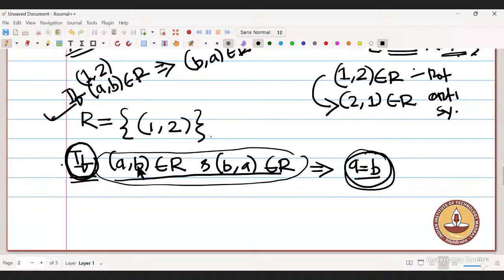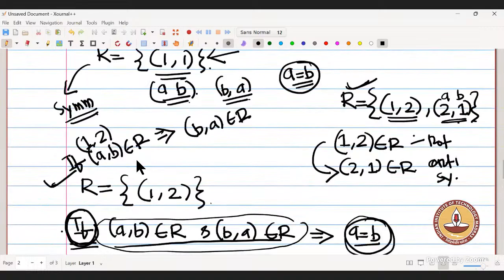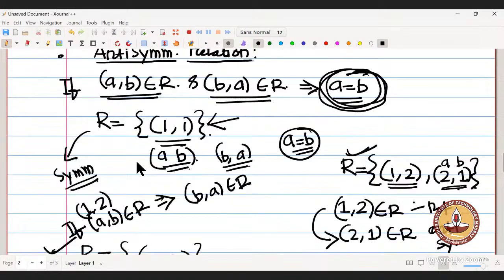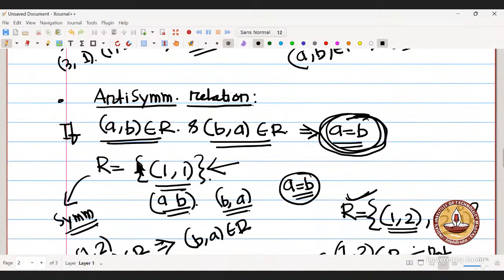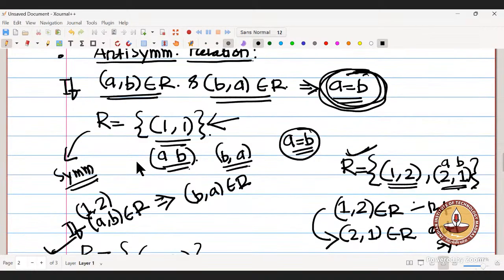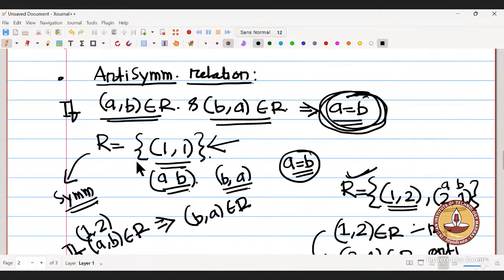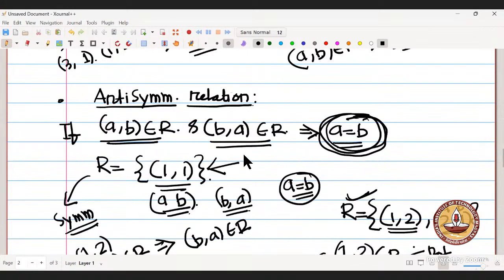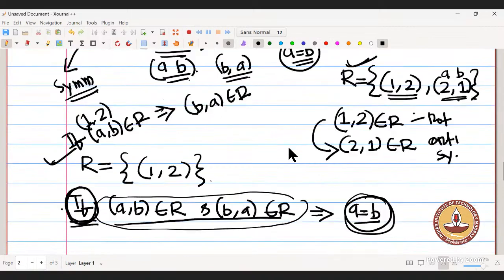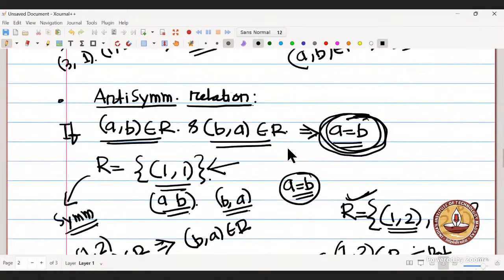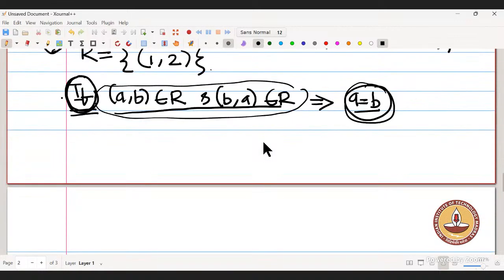Anti-symmetric relation, okay. Sir, my question is, when A is equal to B, then it must be symmetric only. How can it be considered as anti-symmetric? In the given condition, if (A, B) belongs to R and (B, A) also belongs to R, it implies that A is equal to B. When you are giving the condition that A is equal to B, then it must be a symmetric relation, no, sir? How can it be considered as an anti-symmetric relation?